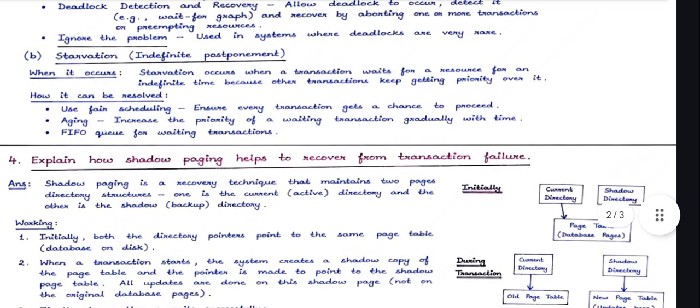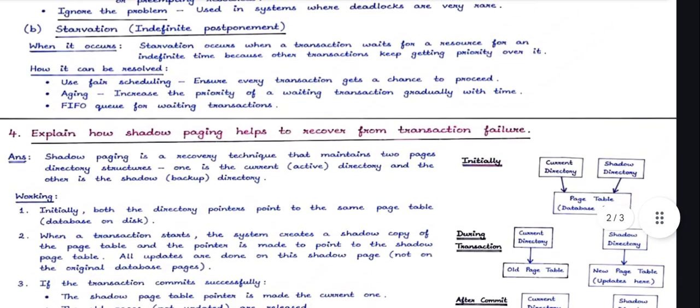Starvation, or indefinite postponement: starvation occurs when a transaction waits for a resource for an indefinite time because other transactions keep getting priority over it. How can it be resolved? Use fair scheduling, ensuring every transaction gets a chance to proceed. Aging: gradually increase the priority of the waiting transaction with time. Use a FIFO queue for waiting transactions.